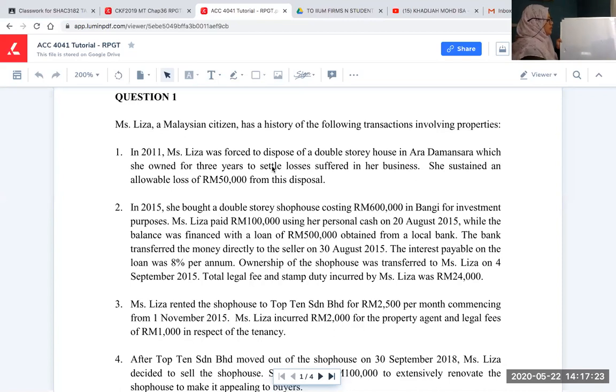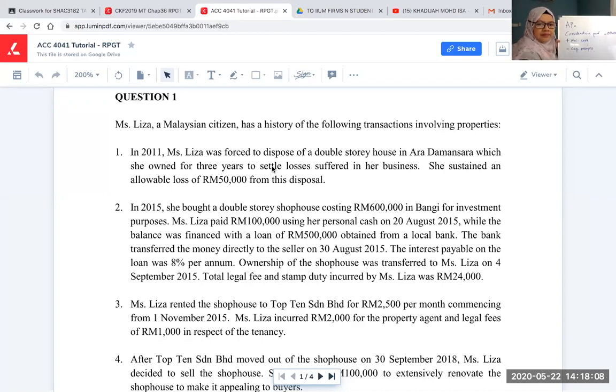So how do you decide on the acquisition price? AP equals consideration paid plus incidental cost minus capital receipts, isn't it? So how much did you pay for the double-story house? Bought at 600,000. Even though you only paid 100,000 and the balance was paid by the bank, the cost of the house that you have to pay is 600,000. So that is your consideration paid.